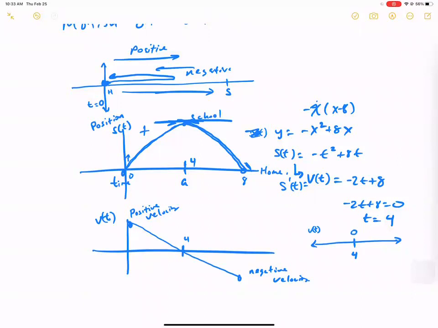On the left side of 4, like 3, 2, 1, this will give us a positive number. After 4, 5, 6, 7, 8, if I plug in 5 here, you see that it's going to be negative. So the way for us to understand this is positive means I'm driving away, negative means I'm coming back. Positive is I'm leaving home, negative, I'm all broke now and I'm coming home sadly. Mom, I'm moving back home.